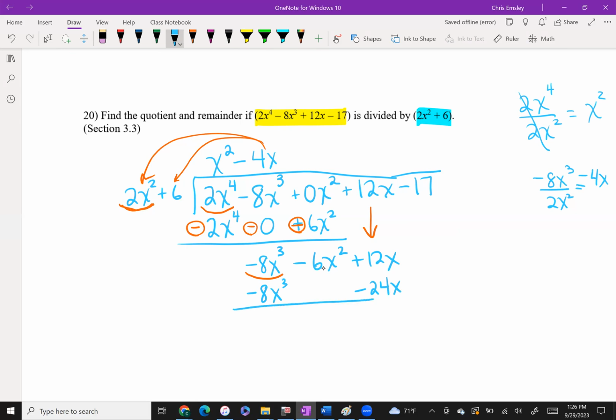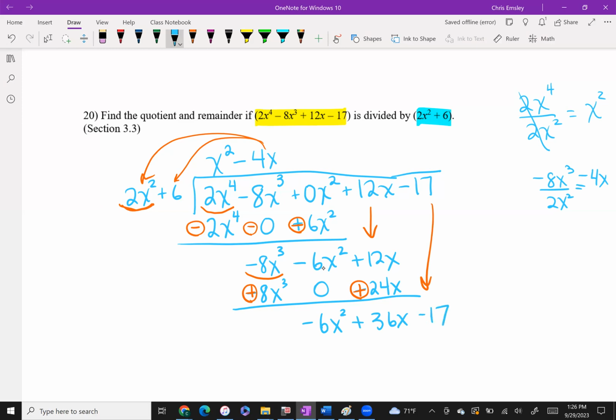Then I'm going to subtract. So if we subtract a negative 8, that becomes addition. Again, you could put a 0 down here if you want, just so you're clear what's happening. If we subtract a negative 24, that becomes addition. The first two should always 0 out. Negative 6x squared minus 0 is still negative 6x squared. 24x and 12x gives me a positive 36x. And then I want to drop down that last term, minus 17.